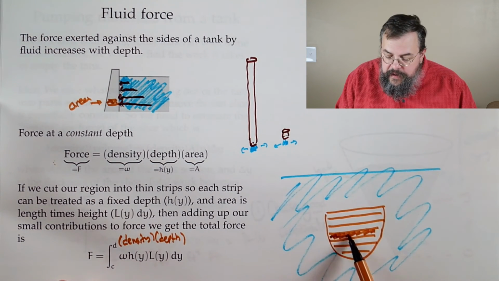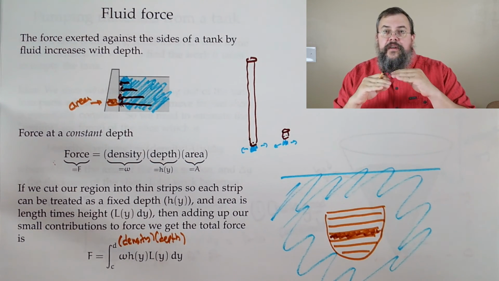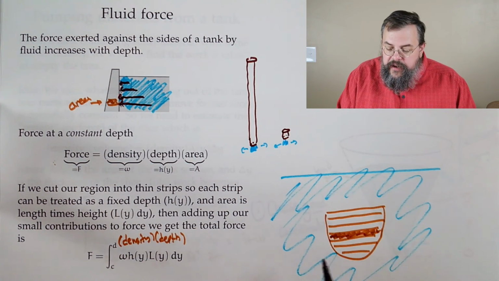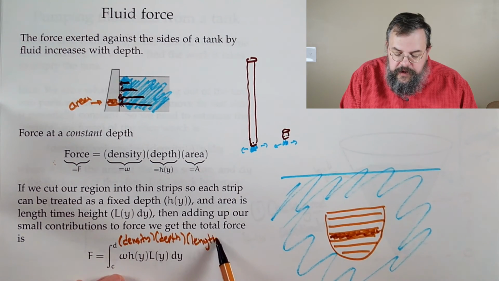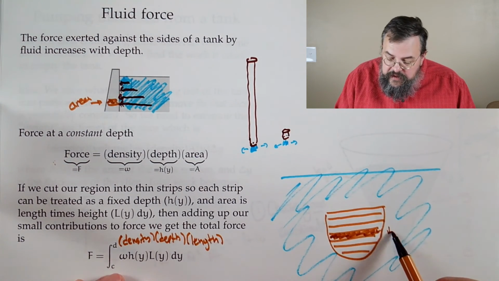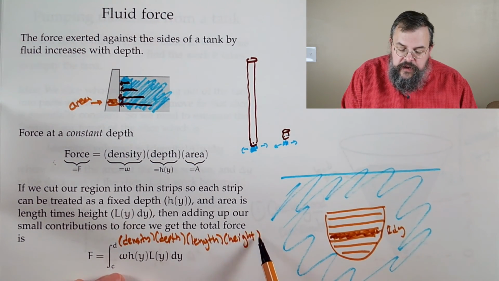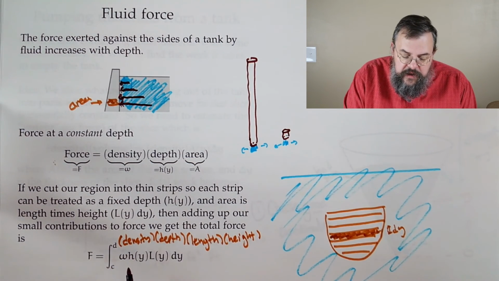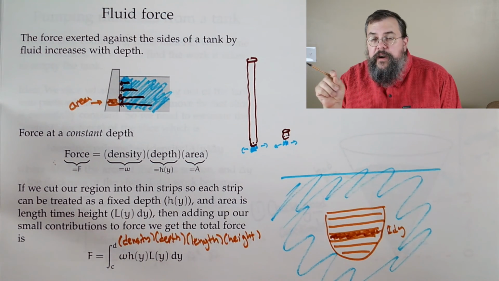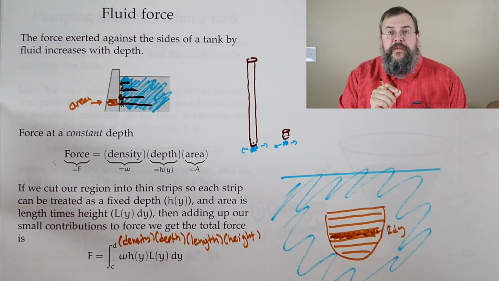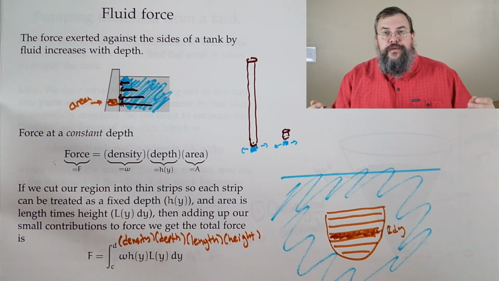How do we do area? Area is a length and a height. Our length is how far across we are, and you can also call it width if you prefer. And our dy is how far up and down we go, that's our height. These little pieces make up the force of that very thin strip at a certain depth. Of course, we add them all together, and that gives us our total force.